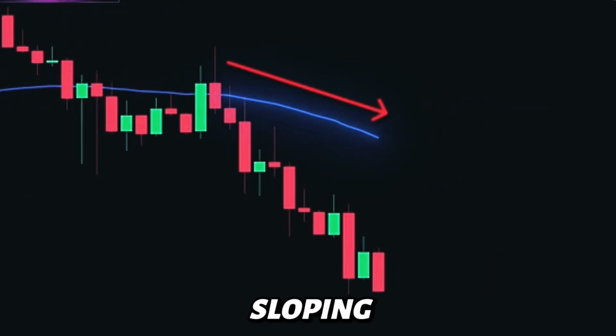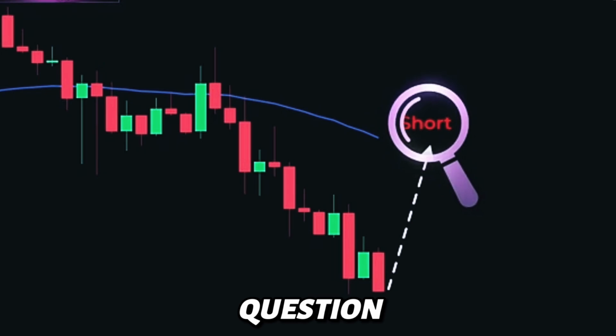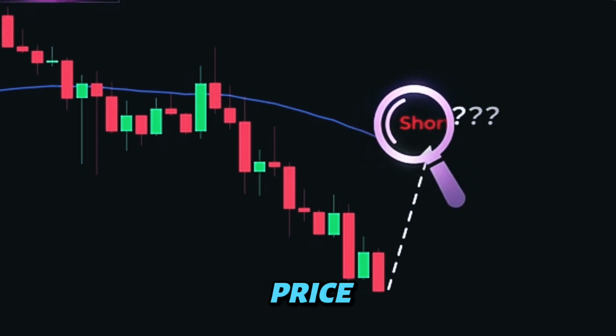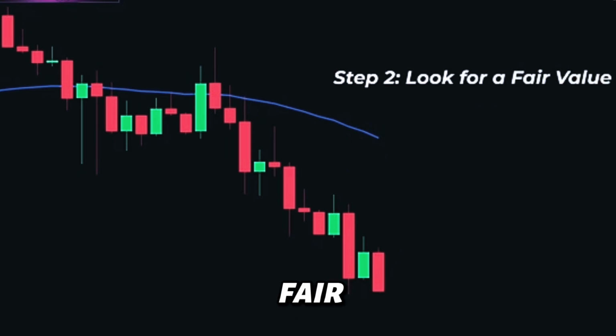Now, if the EMA is sloping downwards and price is below it, then it's a clear downtrend, which means we'll wait for a pullback upwards to enter a short position. Now, the obvious question is, how do we know the exact spot where price will make a pullback? This brings us to the second step. Look for something called a fair value gap.